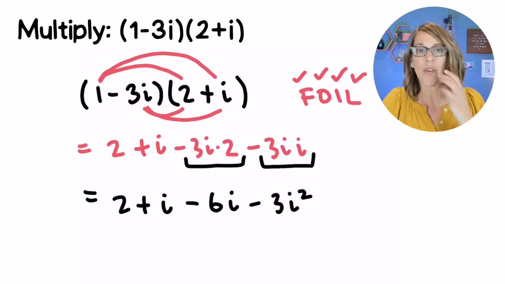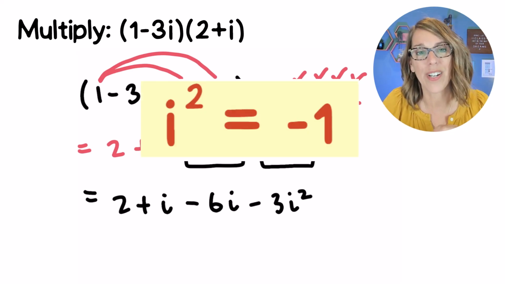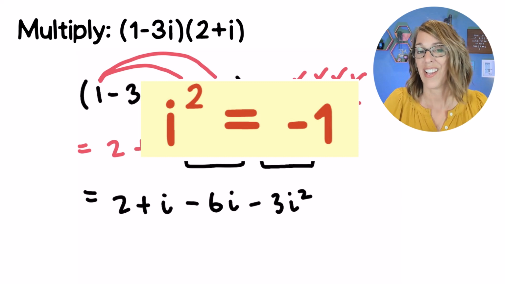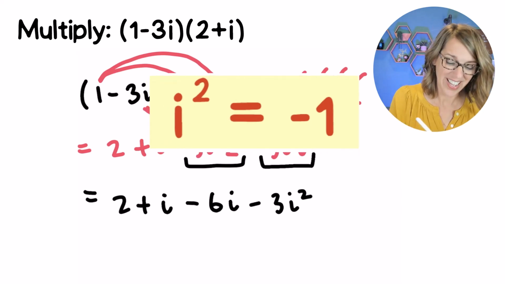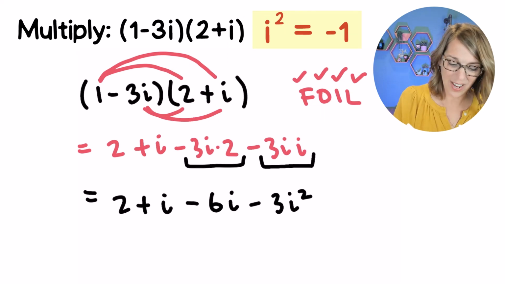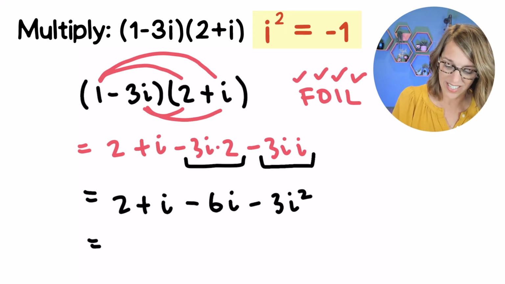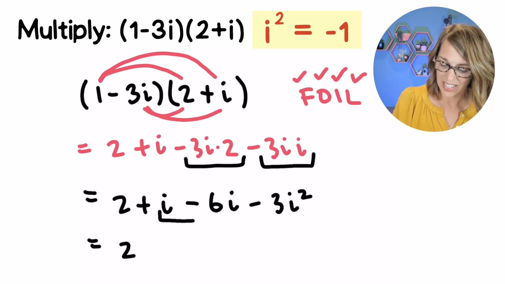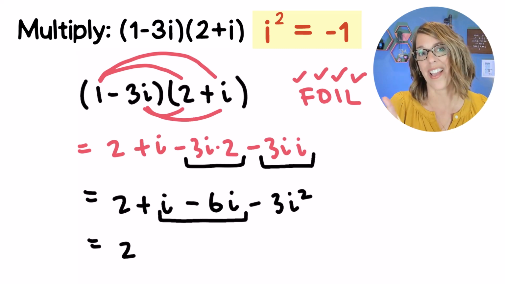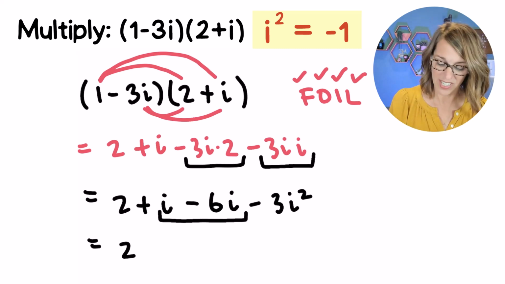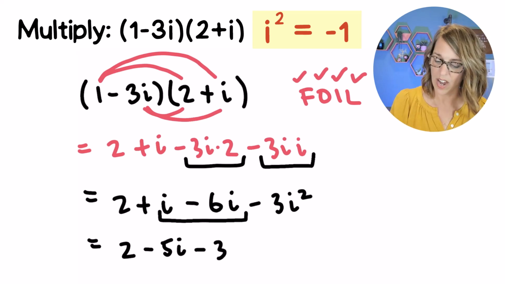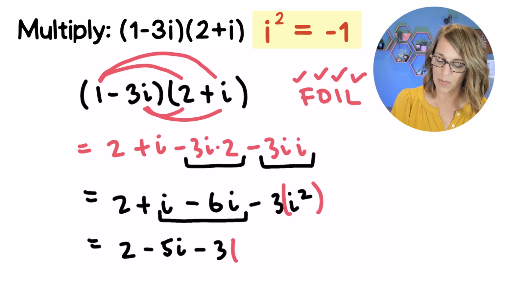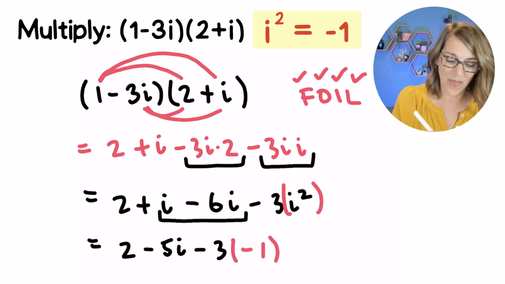Now in standard form, we don't have an i squared, so we're going to use that part of the definition that says you can replace i squared with a negative 1. So as I work through what I've got, I can combine a little bit. I can take my 2, and let's combine these i's. I've got 1 i minus 6 of them. 1 minus 6 is negative 5 i's. And then on the end here, I've got negative 3i squared. But this i squared can be replaced with a negative 1.